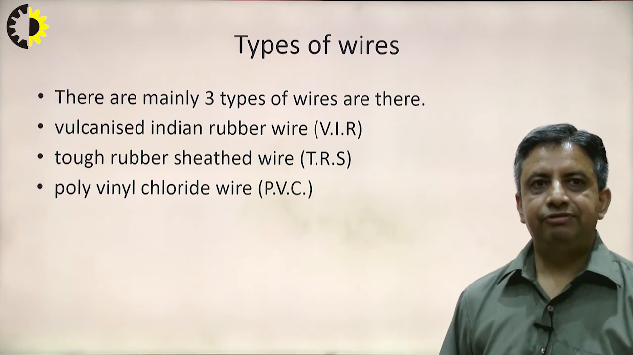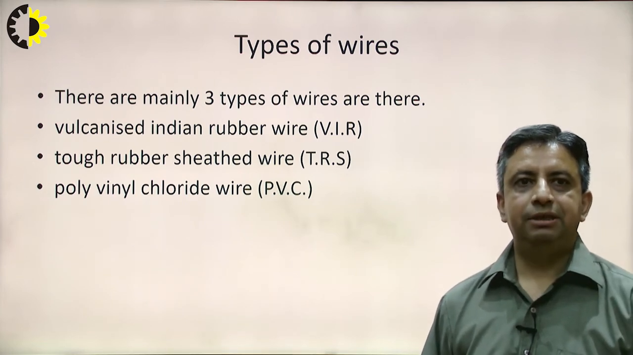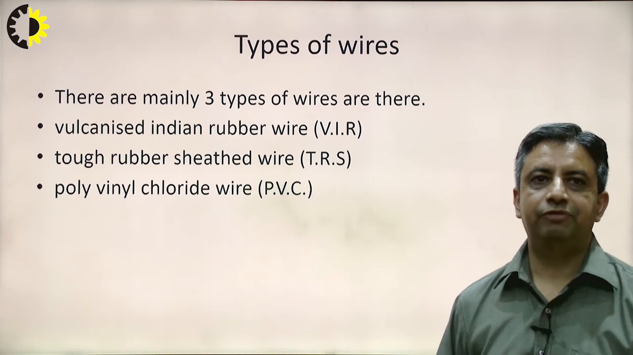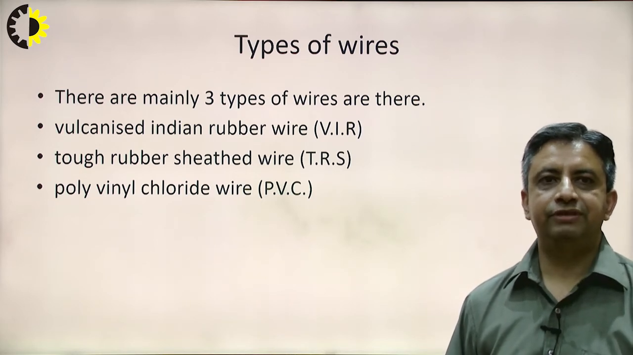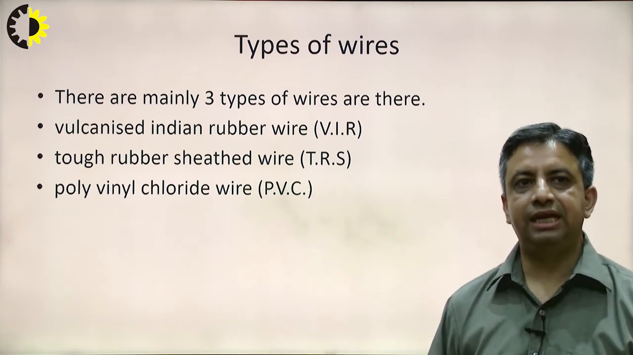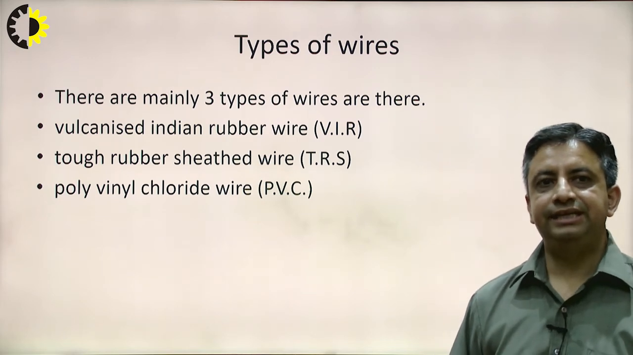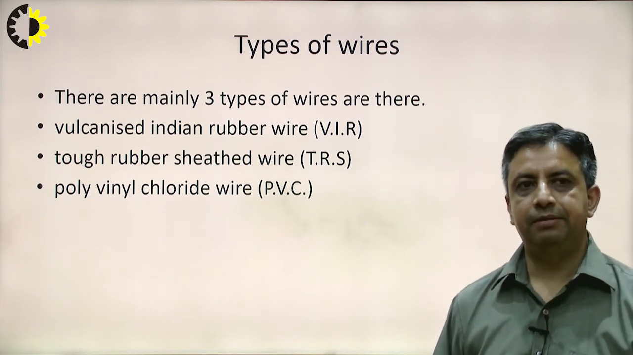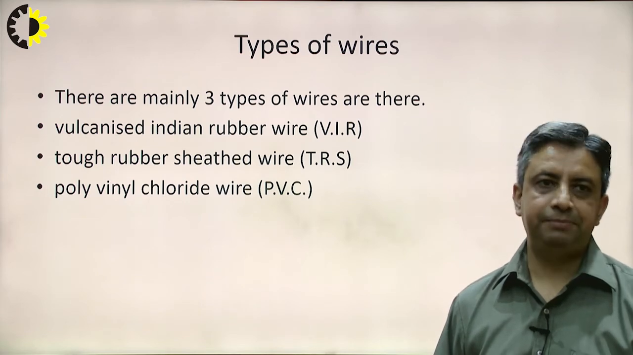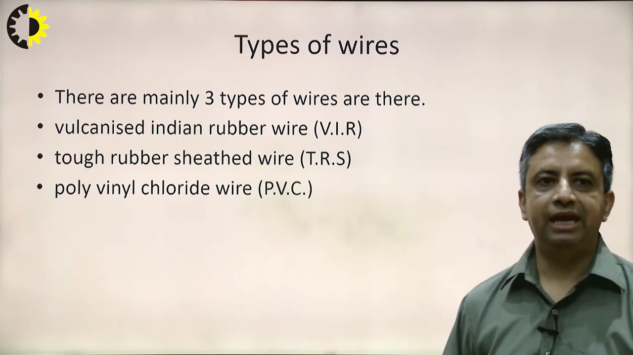Now first we will discuss the types of wires and cables. Basically there are three types of wires that are generally used. First is VIR, that is vulcanized Indian rubber. Second is TRS, that is tough rubber sheathed wire, and third is PVC, that is polyvinyl chloride.